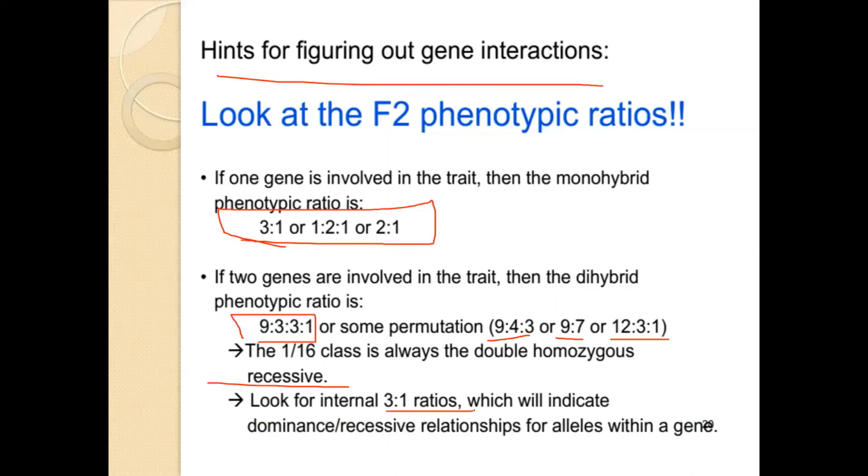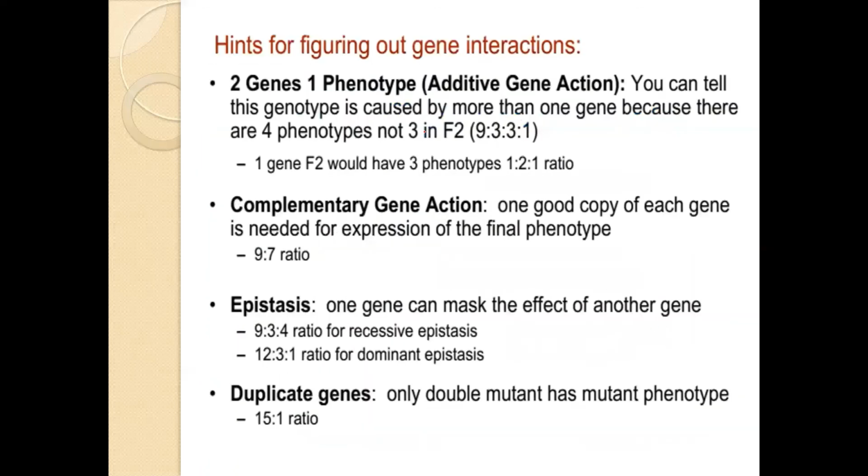Look for internal 3:1 ratios, which will indicate a dominance-recessive relation for the alleles within the gene. Like two genes, one phenotype. In two genes, one phenotype, you can tell the trait is caused by more than one gene because there are four phenotypes, not three. In complementary gene action, there are only two phenotypes, not four or three. In epistasis, one gene can mask the effect of another. In recessive cases, you will get three phenotypes, but the ratio is 9:3:4. And in dominant cases, there also you will get three phenotypes, but the ratio is 12:3:1.